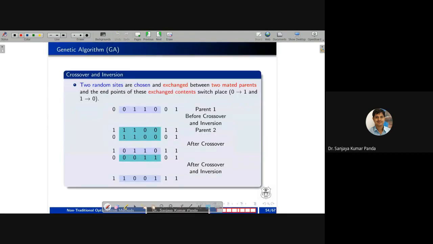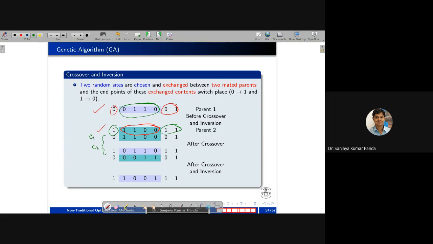The next one is called crossover and inversion, right? So I have taken parent 1 and parent 2. First, what do I have to do? I have to make a crossover. Crossover means this part, let's say this particular part and this part, I will take from parent 1. Then the first part, second part, and third part I will take from parent 2. So you will find these 2. These are your child 1 and child 2.